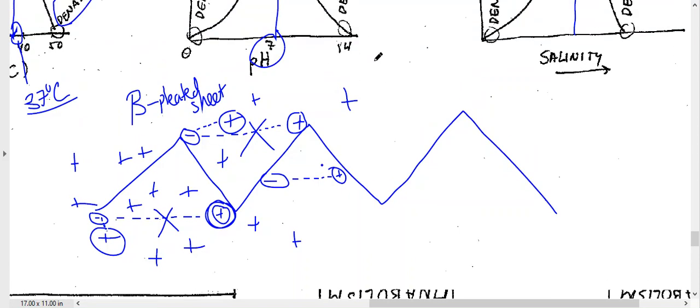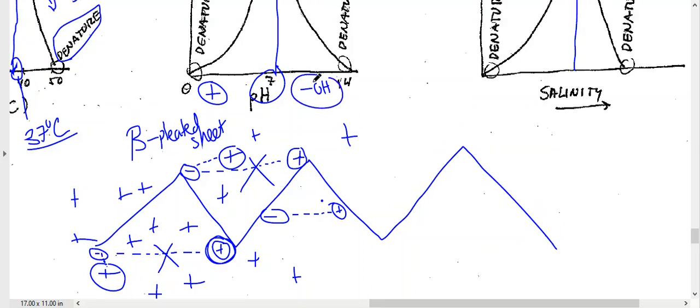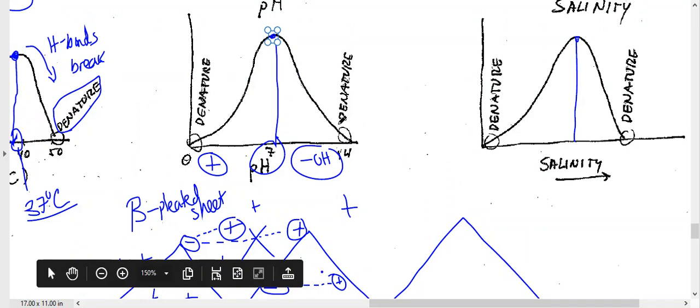Same thing with going basic. When you get too basic, you're adding more hydroxide ions. And it's the same phenomenon, but with the positive charges. Right? So that's how, or why, you denature an enzyme with changes in pH.